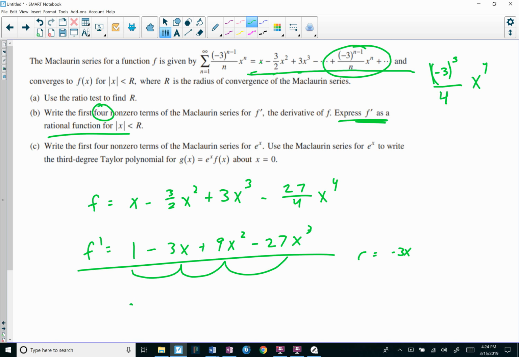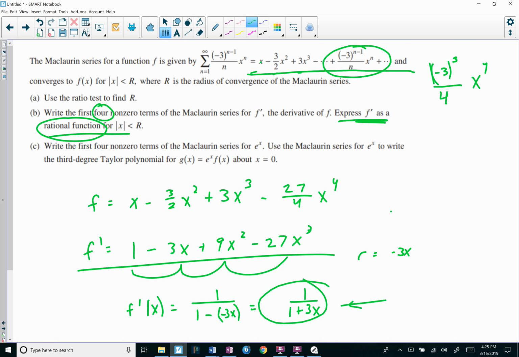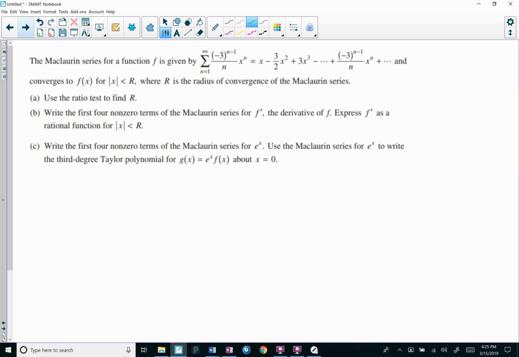So actually f prime can be written as a geometric series, 1 over 1 minus r. In our case r is negative 3x, which I can clean up to be 1 over 1 plus 3x. And that's what they're asking me. They're asking for a rational function. Remember, rational means fraction. I gave them a rational function that I know converges for the absolute value of x less than r. A lot of people do not get this point, but I think it's an easy 2 points to get, along with the derivative.